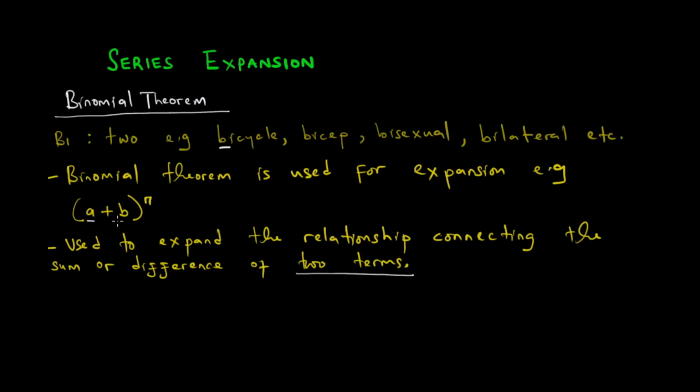For example, a plus b. But those two terms, they are connected arithmetically by either arithmetic operators plus or minus. Saka patiri kuti used to expand the relationship connecting the sum or difference of two terms, we know that per sum tungotaura kuti those two terms are connected by plus, and by difference kuti those two terms are connected by a negative. That is what we are talking about. Now after that realization, for positive whole number values of n, the general formula states that.